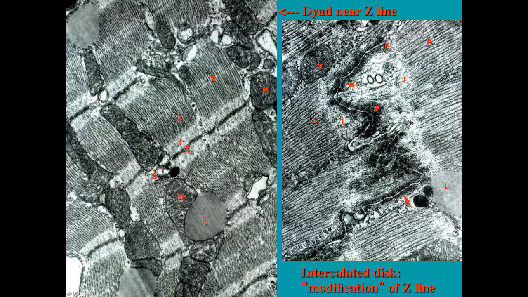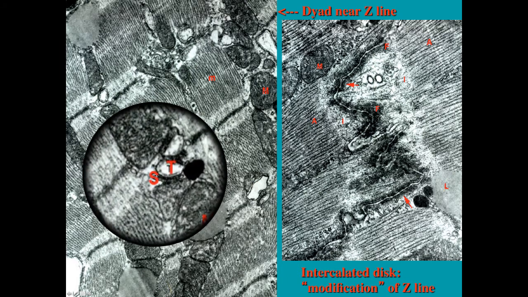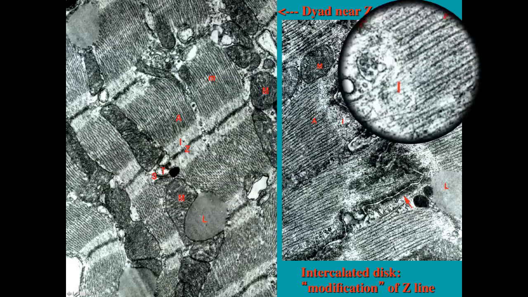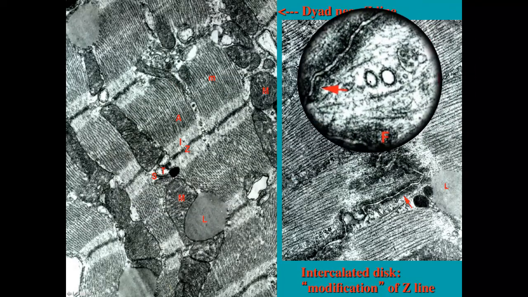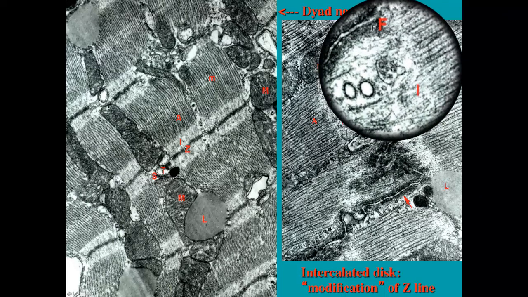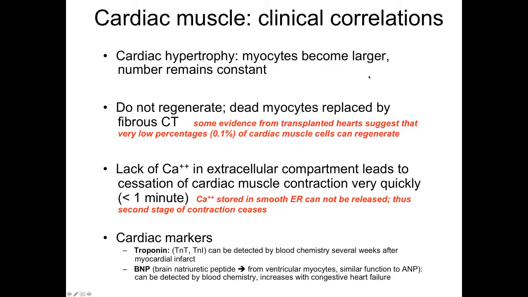This is nice at the lower power. Here is the T-tubule system and the single cisternae of the smooth ER, so forming a dyad at the Z line. Here's a higher power view of the T-tubule with the dilated portion of the sarcoplasmic reticulum, so the dyad near the Z line. Clinical correlations for cardiac muscle.